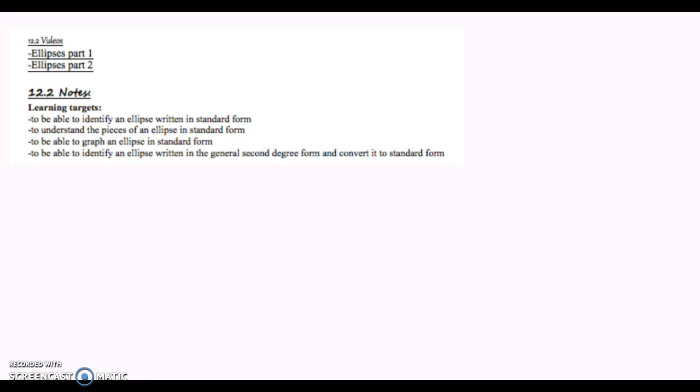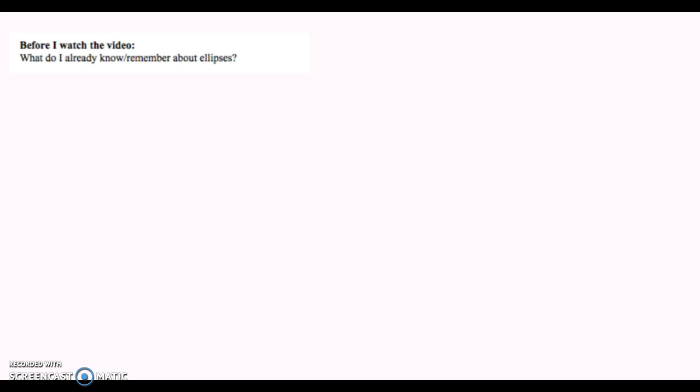You should be able to graph an ellipse in standard form as well, just like we did with circles. Finally, you should be able to convert an ellipse that's in general form into standard form. And that's that last step that requires that completing the square that we did with circles. That will be in part 2. This section will be broken up into 2 parts. We'll go ahead and start.